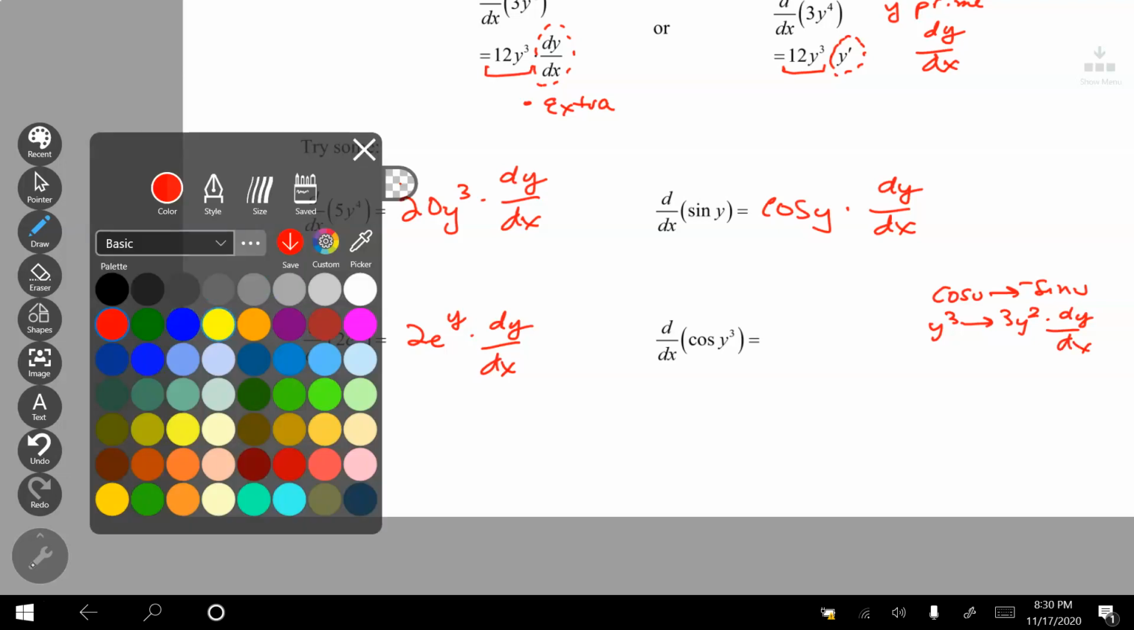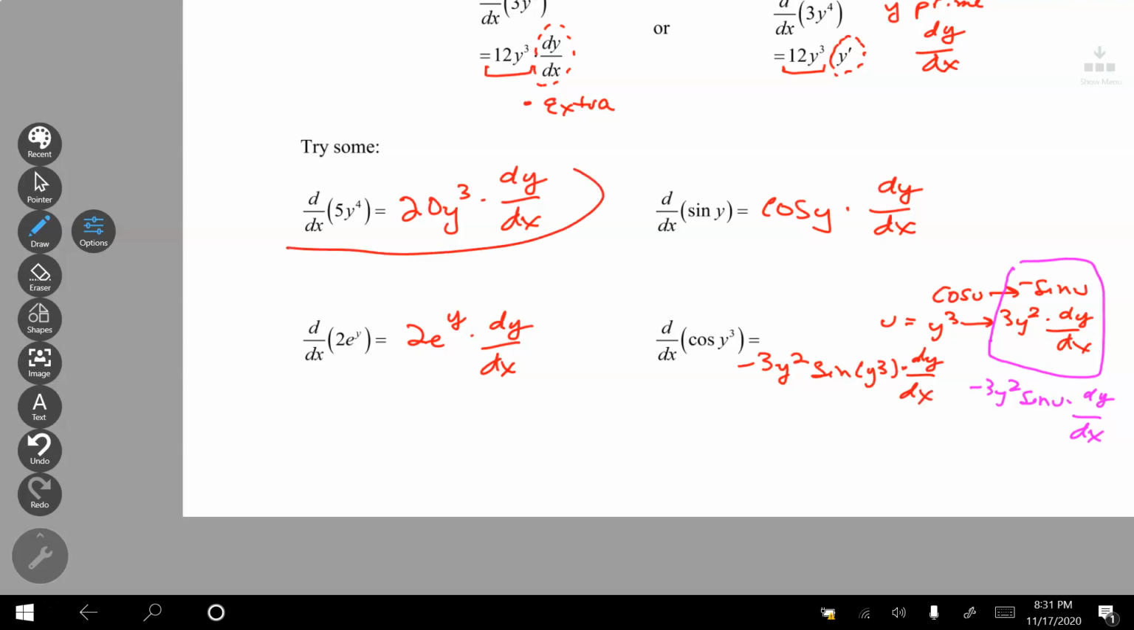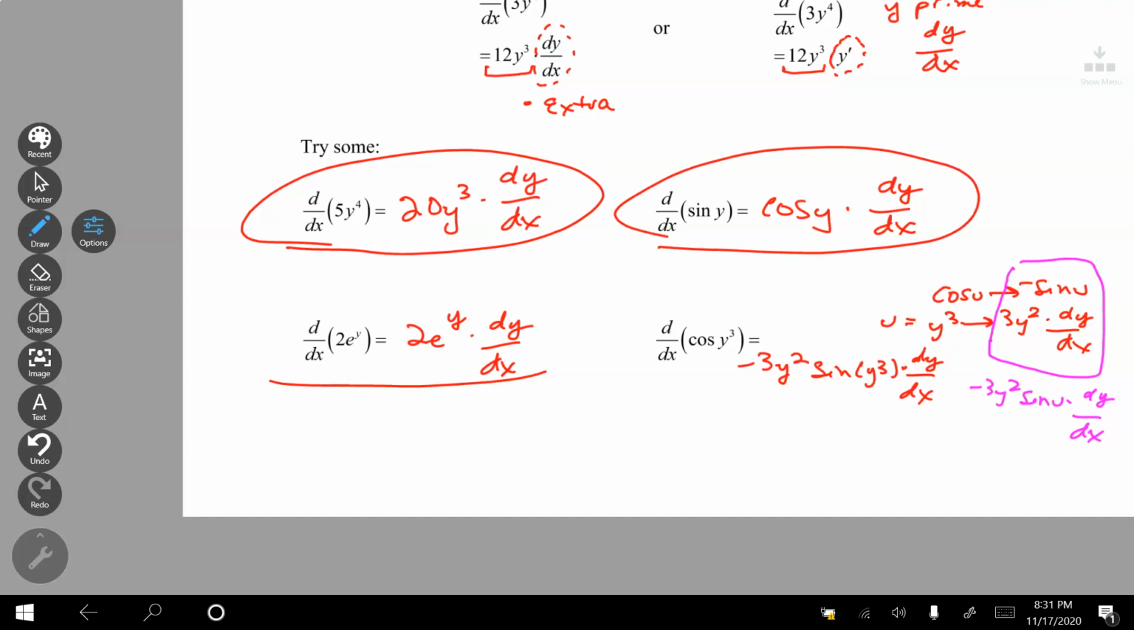And if I multiply my box, I get negative 3y squared sine of u times dy over dx, or altogether I get negative 3y squared sine of the u, and the u is y cubed, but don't forget to multiply it again by the dy over dx. So these were all my results. Circle them so they stand out, especially this last one.